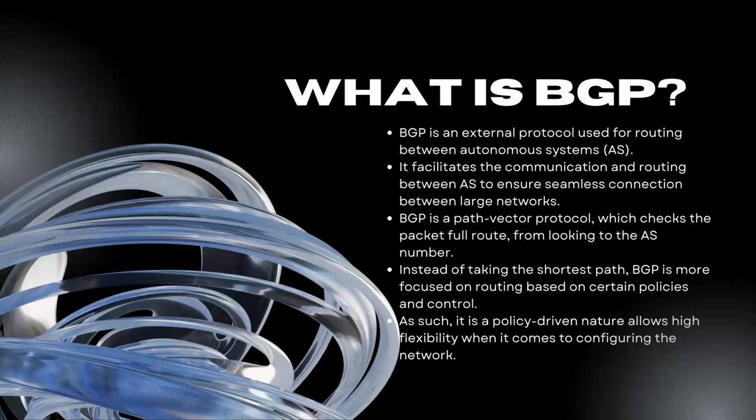So, we start with what is BGP? BGP, or Border Gateway Protocol, is an external protocol that is used for routing between autonomous systems. It facilitates the communication and routing between AS to ensure seamless connection between large networks. BGP is a path vector protocol which checks the full packet route instead of just checking the destination of the packet, just from looking at the AS number. So instead of taking the shortest path, BGP is more focused towards routing based on certain policies and control.